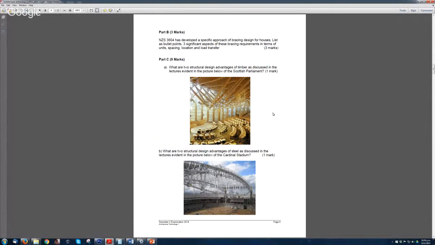What are two structural design advantages of timber as discussed in the lecture? Do you guys have any ideas? Ben, any idea? I think for me it would be like... What's the question? Structural, Part C, yeah. Okay. Advantages of timber.